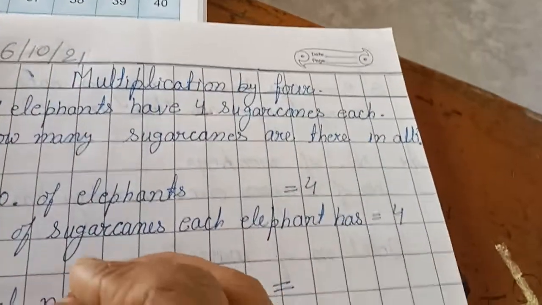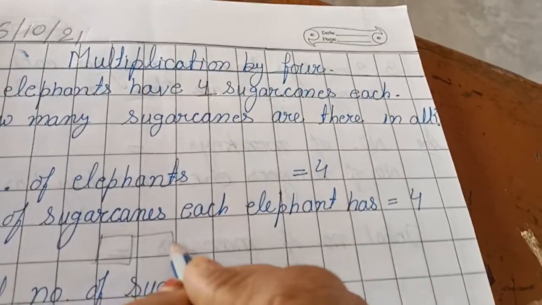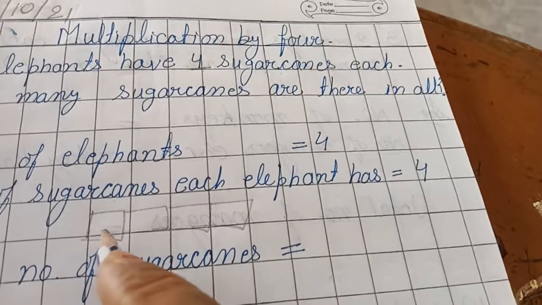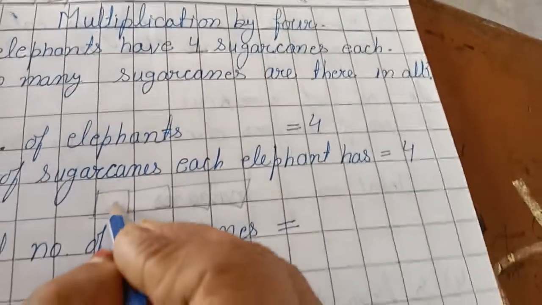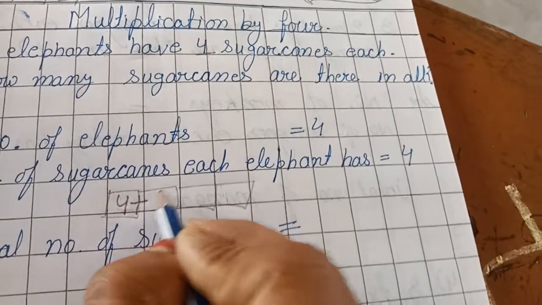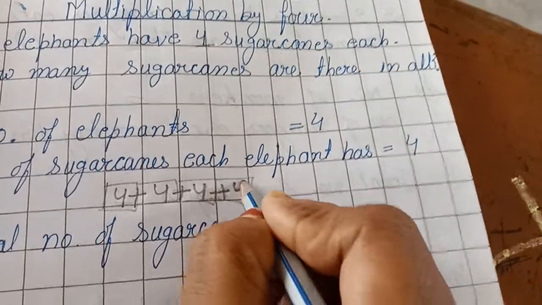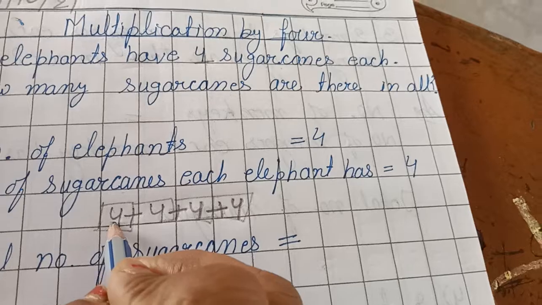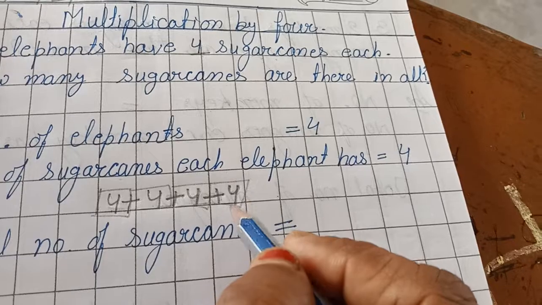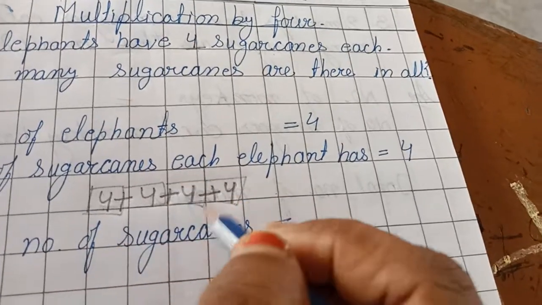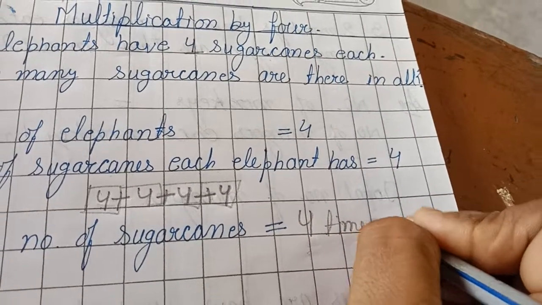Since we have 4 elephants, 4 elephant हैं. मान लीजिए कि मैं boxes बना रही हूँ. There are 4 boxes for 4 elephants, and each elephant has 4 sugar canes. That means 4 plus 4 plus 4 and then again plus 4, है ना. We will add 4 times. So here we have to add 4 times 4. That means in words we will write down here 4 times 4.